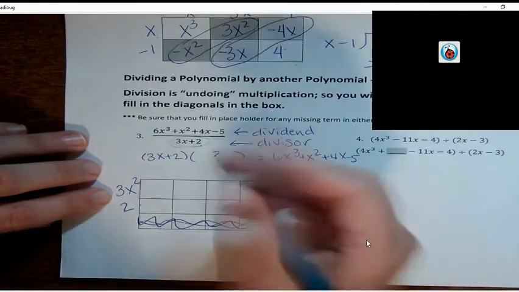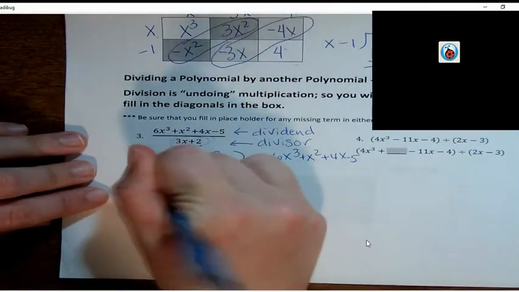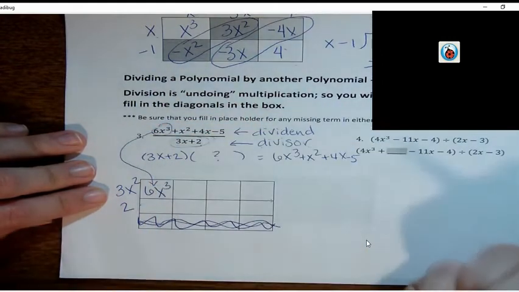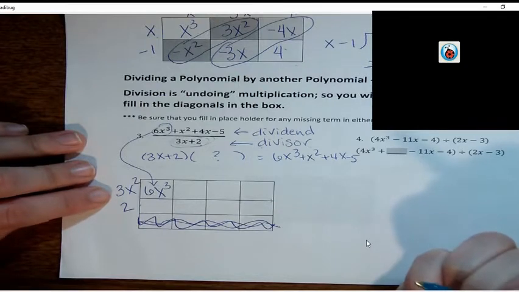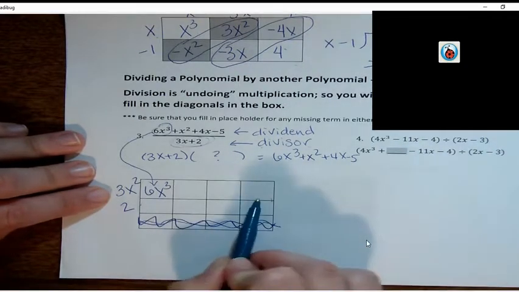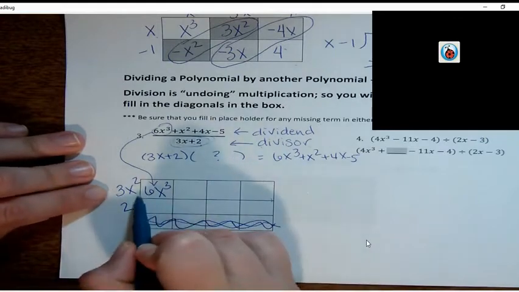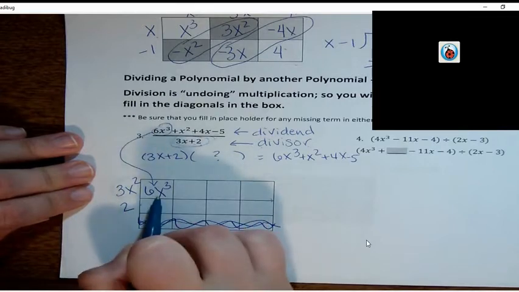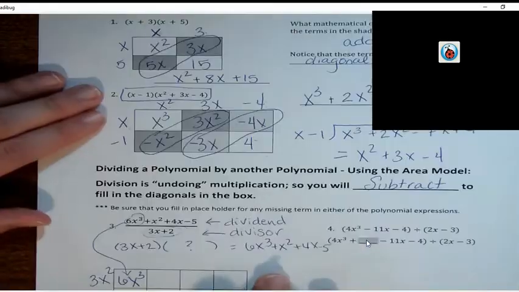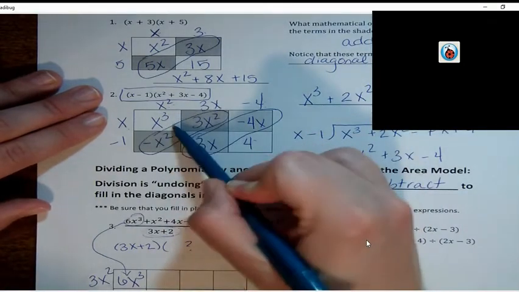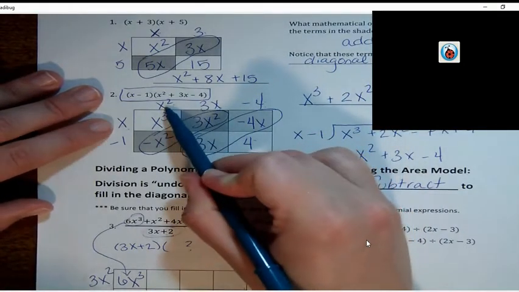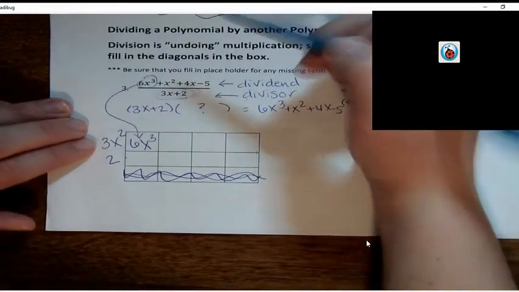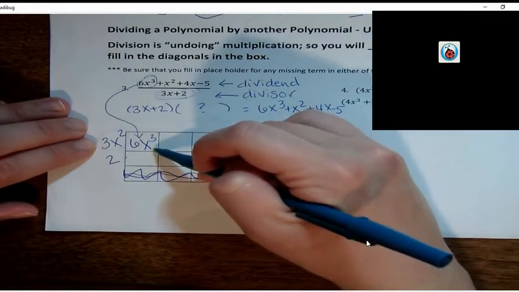So I'm going to start with just my first term. I have 6x cubed. That's my very first term of my polynomial. And I want to ask myself, before I fill in the rest of my polynomial, what on earth would I need to multiply 3x squared by to get this 6x cubed? Just like up here, we had an x cubed on the inside. We got that x cubed by multiplying the thing to the left and to the top to get the inside. So I want to do the same thing here. What would I have to multiply this by to get the 6x cubed?